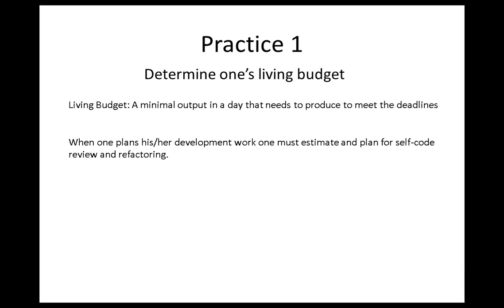So whenever we are planning our work, we should estimate based upon that living budget and plan for self-code review and refactoring, because whatever is left, we can utilize for our self-code review and refactoring. Now one can say that if they have only 8 hours, how can they find time for self-code review and refactoring? In case of Agile, the estimate is done by the team. It's not done by a manager or one person. Even if the manager is there, he has to think about planning for self-code review and refactoring.